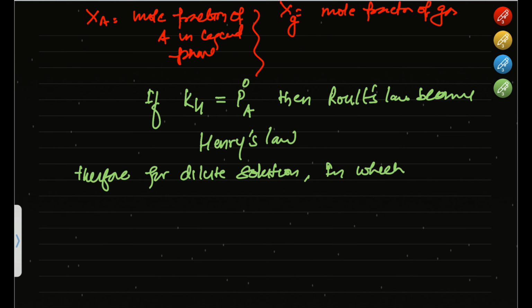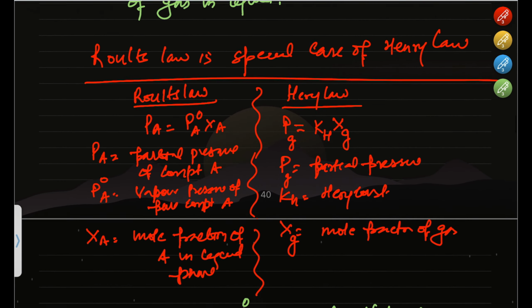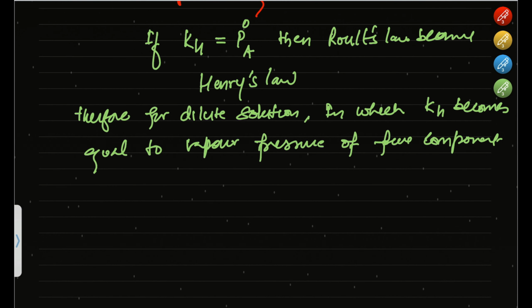Henry's constant KH becomes equal to the vapor pressure of the pure component. In such a case, Raoult's law becomes Henry's law. Therefore, in a dilute solution where KH becomes equal to the vapor pressure of the pure solvent, Raoult's law becomes a special case of Henry's law.